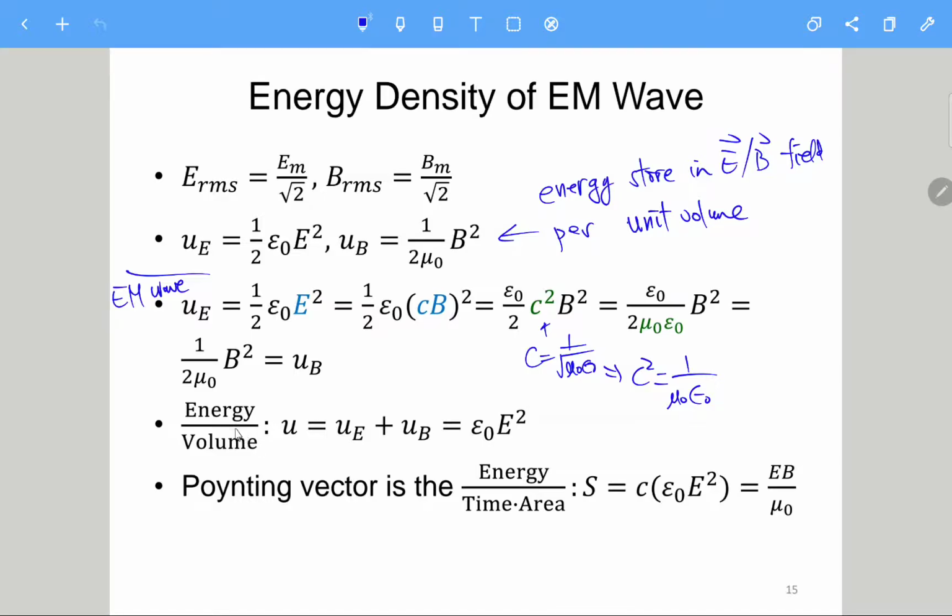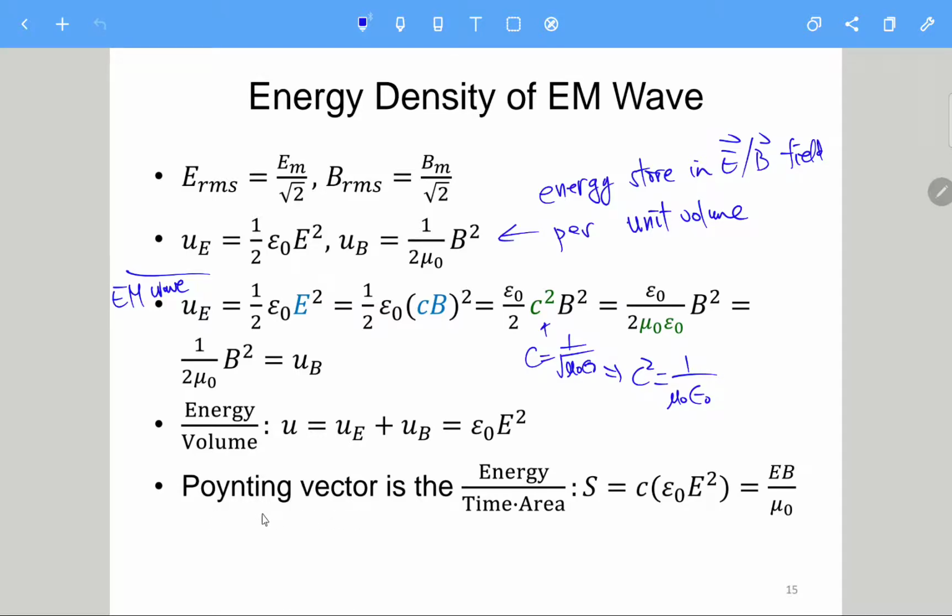Which here, it also means that the energy per volume is, because UE is energy per volume in the E field and UB is the energy per volume in the B field. So the total energy per volume is U equals UE plus UB, which is double of them, because these two terms are actually the same. So when you add them together, it is nothing but epsilon naught E squared. So this is the total energy per volume.